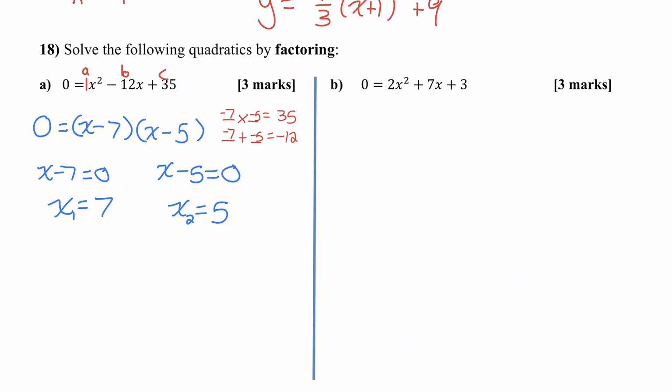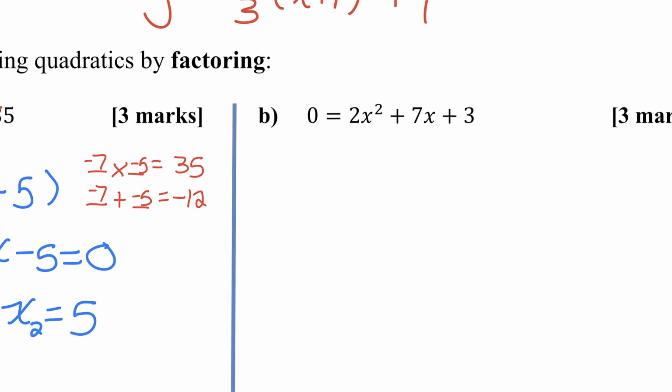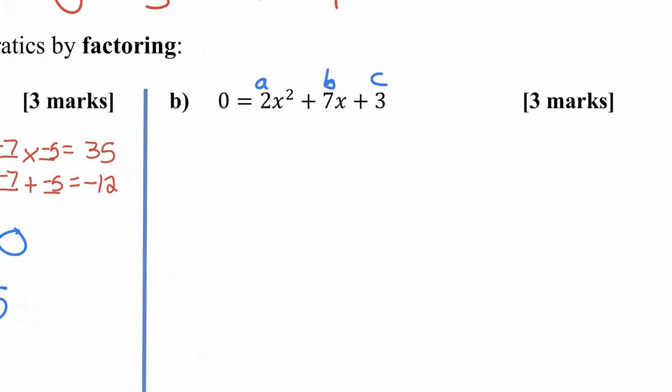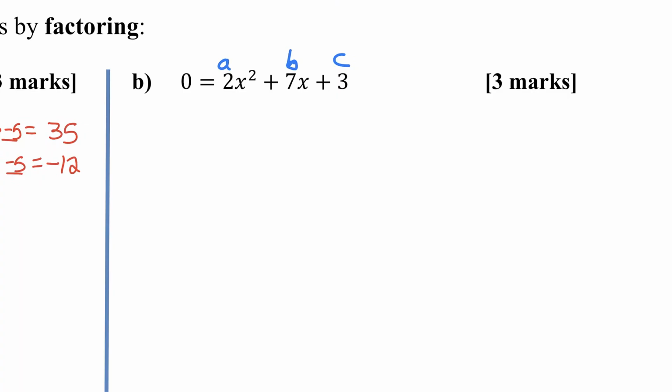If we do part B, this one's a little bit different because if we look at this one, the a value is not 1. So when that's the case and it can't be common factored out, we need to find numbers who have a product, not just of c, but of a times c. So 2 times 3 is 6. And still a sum of just the b value, so a sum of 7. The numbers that satisfy that product and sum are 6 and 1.